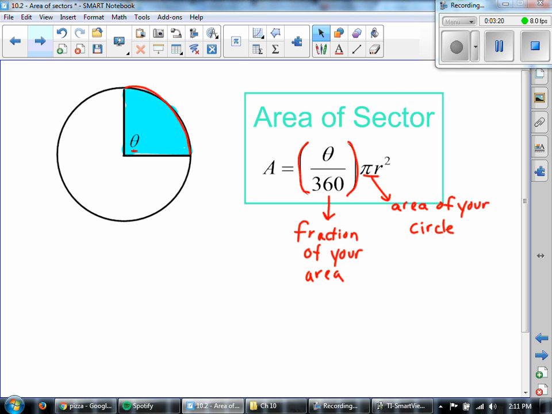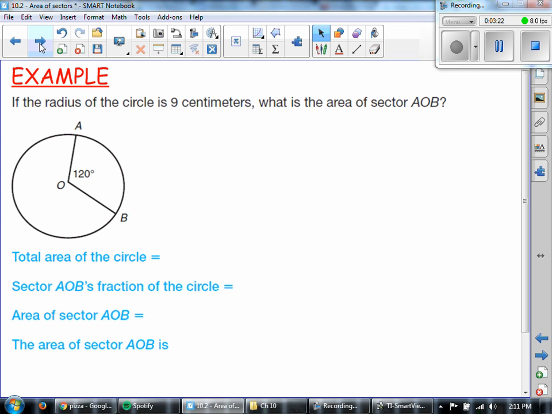All right, so let's do an example here. And what I did for this example was I broke up each part of the equation that we're going to have to find. That's the part that you see here down below in blue. Okay? So the problem says if a radius of a circle is 9 centimeters, what is the area of sector AOB? All right, so it gives us right here that the radius is 9 centimeters. That means this OB and OA are both 9 centimeters. Why is that important? Well, that helps us find the area of the total circle. So the total area of the circle is given by the equation pi r squared.